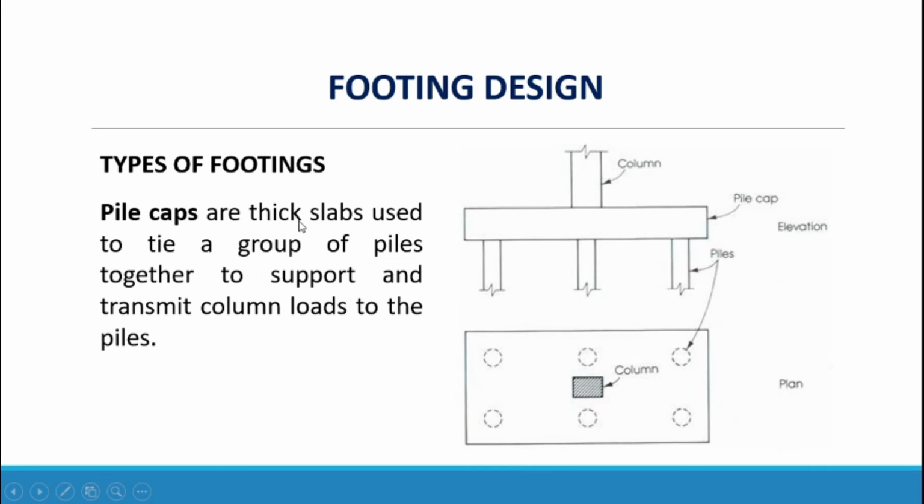Pile caps are thick slabs used to tie a group of piles together to support and transmit column loads to the piles. So these are piles and this is the column. And above the piles is the pile cap.